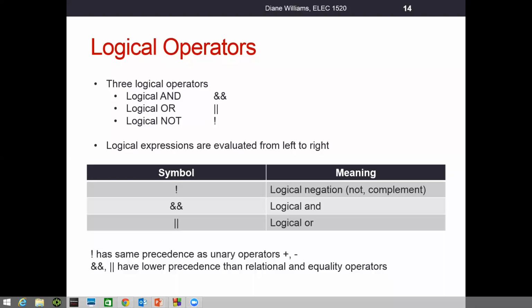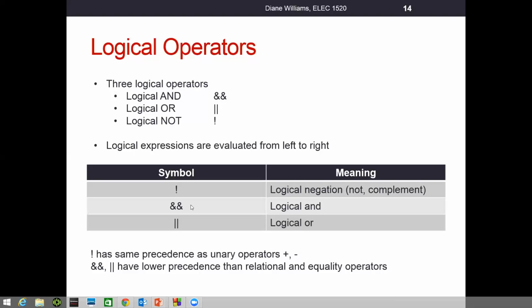Let's continue on now with logical operators. We have three logical operators: the logical and, or, and not. The logical expressions are always evaluated from left to right, similar to relational operators. The exclamation mark is the logical not. It inverts or complements, so not true is false, not false is true.